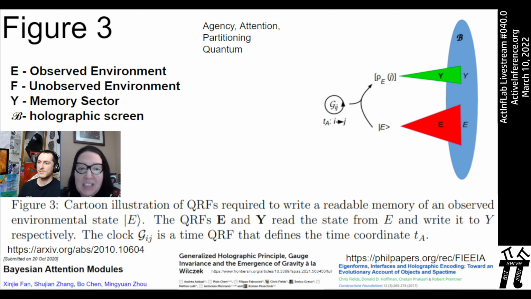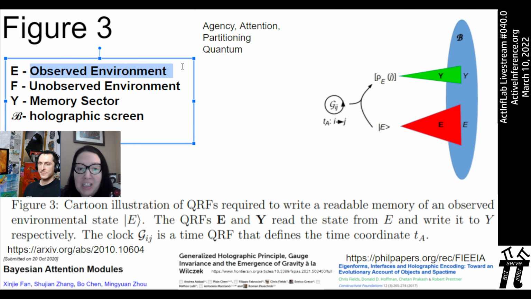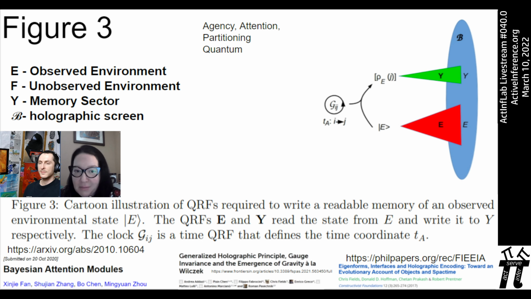Right. And so this is an illustration of quantum reference frames required to write a readable memory of an observed environmental state, E. So E and Y read the state from E and write it to Y, respectively. And the clock is a time quantum reference frame that defines the time coordinate A. So at the time step, you read the environment and then you write it to memory Y. Cool. And there's papers.